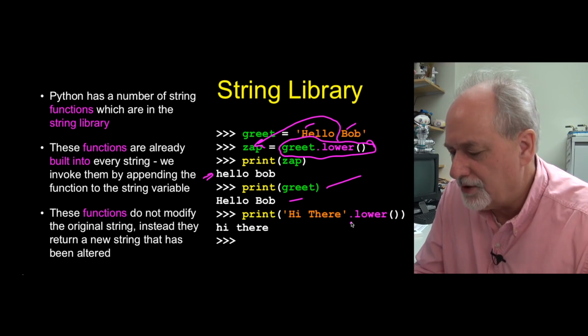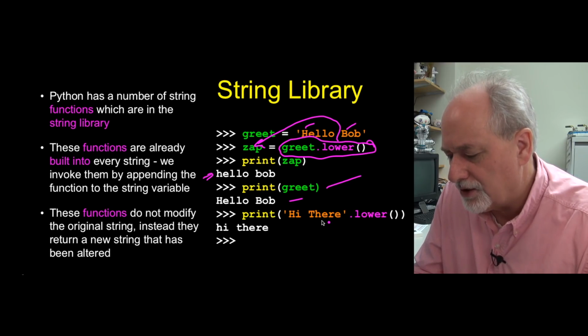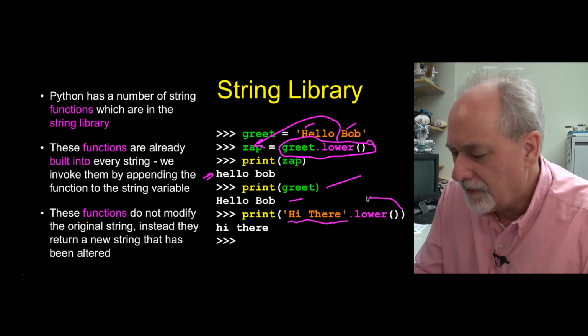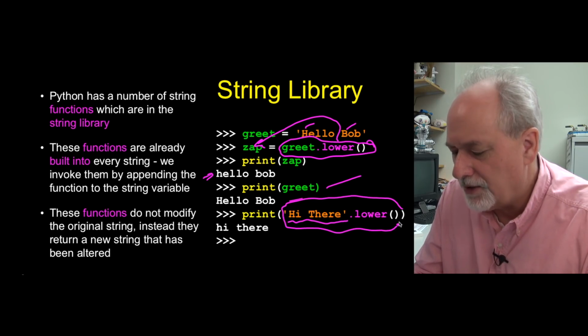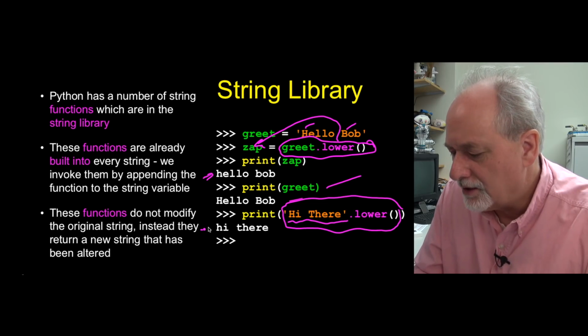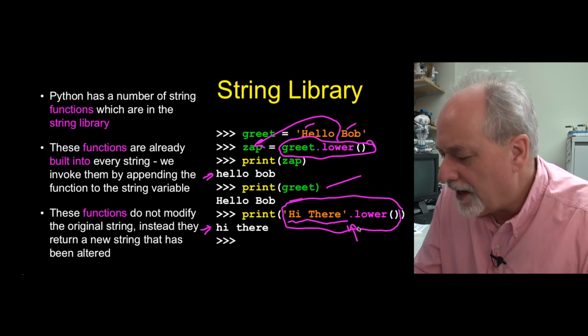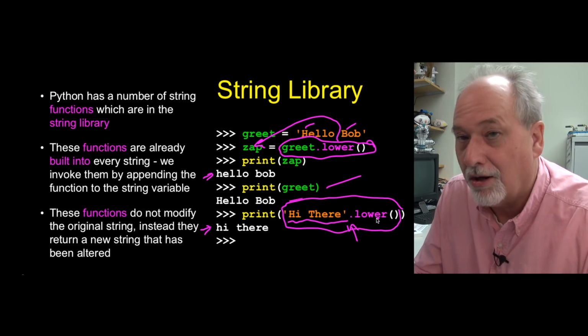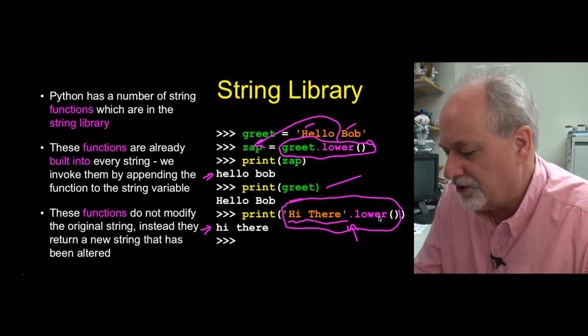And you can even call these methods on constants. So this is a string object, quote, hi there, quote, dot lower, that says call lower on this bit of string and give me back a lowercase version of it. And so it prints out as the residual return value. This is like a function call. A method call is a kind of special form of a function call.